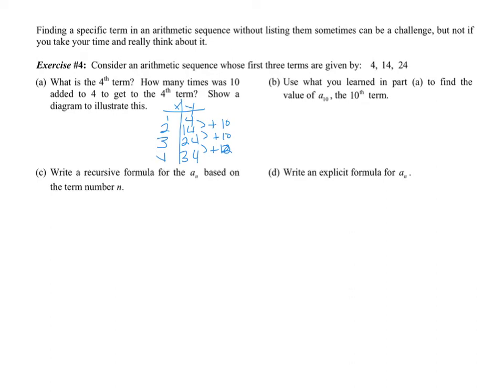Use what you learned in part A to find the value of a sub 10, the 10th term, applying this formula. Well, I have a formula that we're going to use, and that's called the arithmetic formula. It's going to be a sub n equals a sub 1 plus n minus 1 times d.